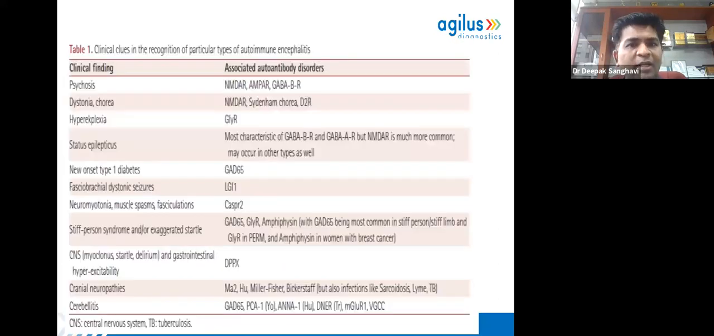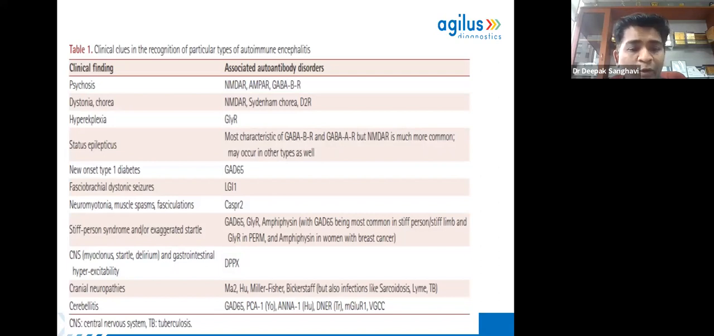Again, listing the same thing in another table. What are the clinical clues for asking for the antibodies, and what are you going to ask as a history to correlate before releasing the report? So you will have psychosis, NMDA receptors, AMPA receptors. You have status epilepticus, mainly the GABA receptors. You have a clinical condition called stiff person syndrome. Here you will have GAD65 antibodies done from serum or CSF. So you have two sample types also, which we will discuss, that these antibodies can be asked from a serum sample as well as a CSF sample by the clinician.